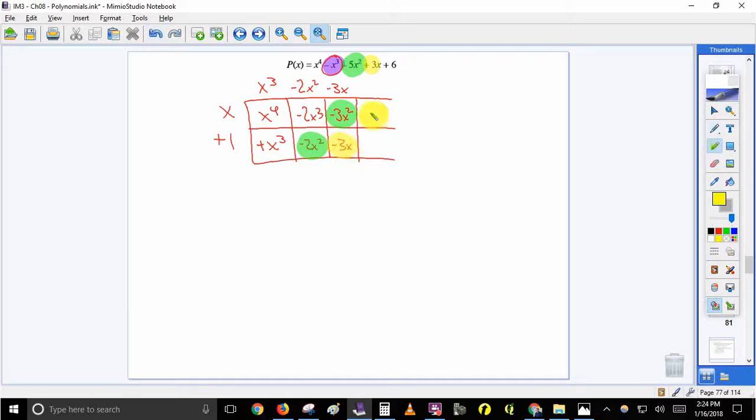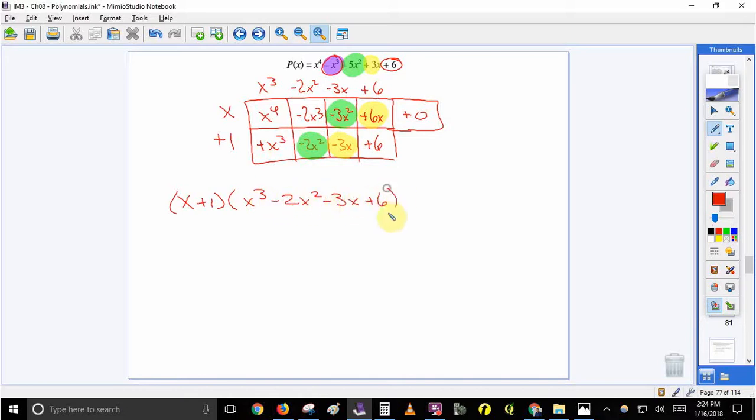So those two have to add up to positive 3x. Right now they add up to negative 3x, so we've got to do plus 6x there, which makes this plus 6, makes this plus 6, and then if we had a remainder it would be in this square, but the remainder is 0 because 6 plus 0 equals that 6. Okay, so now we've narrowed it down to x plus 1 times x cubed minus 2x squared minus 3x plus 6.